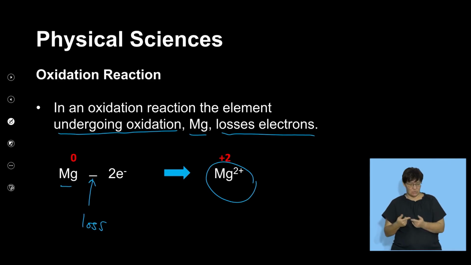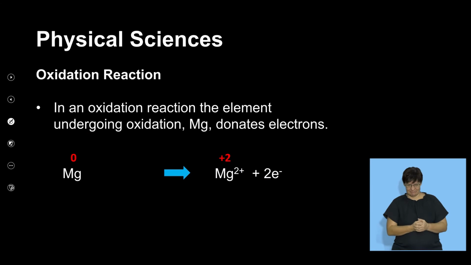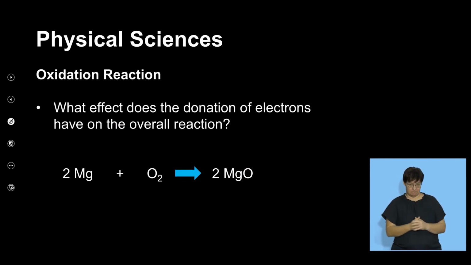So all we are saying is that we can represent the oxidation reaction as magnesium undergoing oxidation to give us Mg2+ and 2 electrons. That's one way of representing the oxidation half reaction. Now, what effect does the donation of electrons have on the overall reaction?